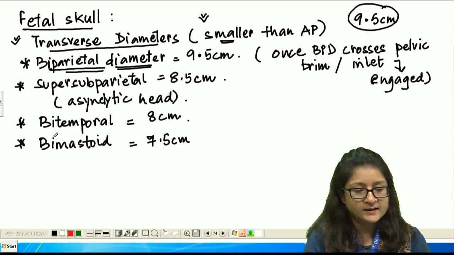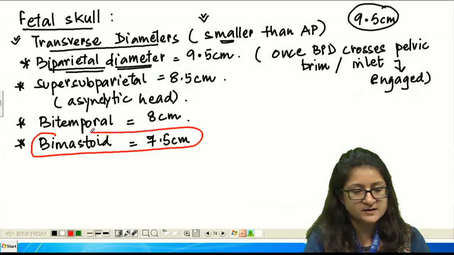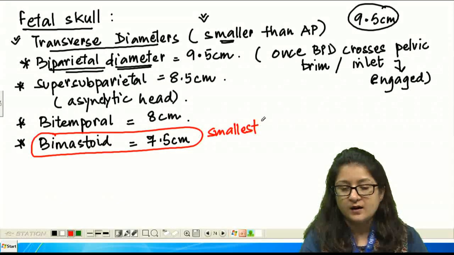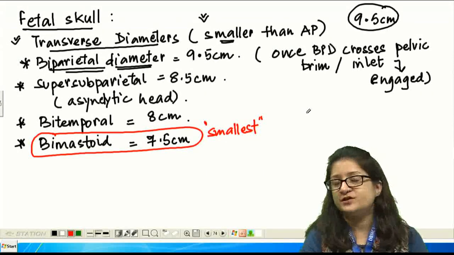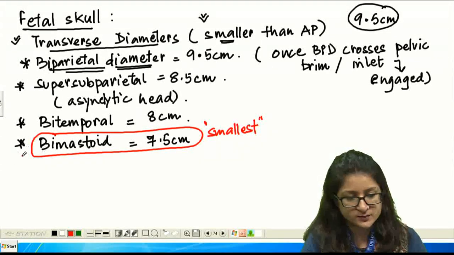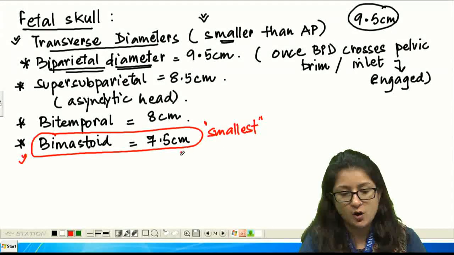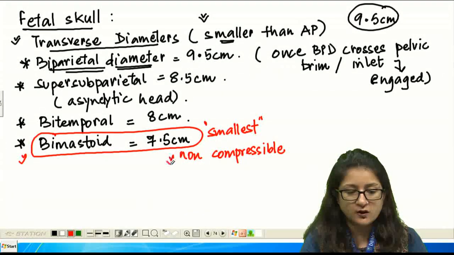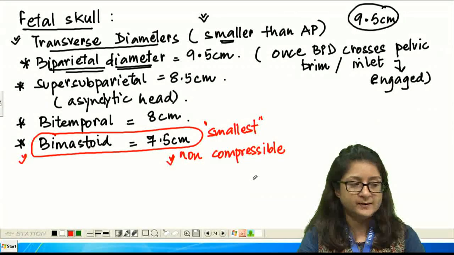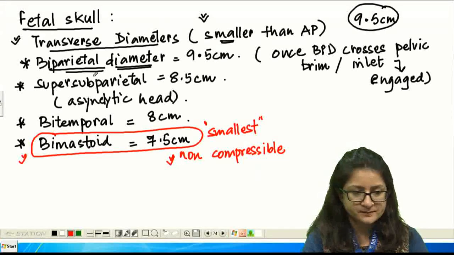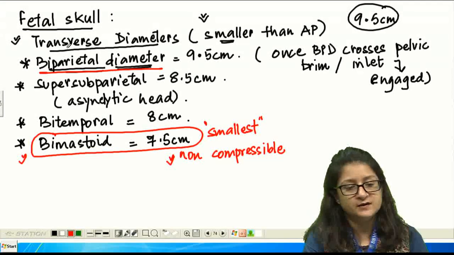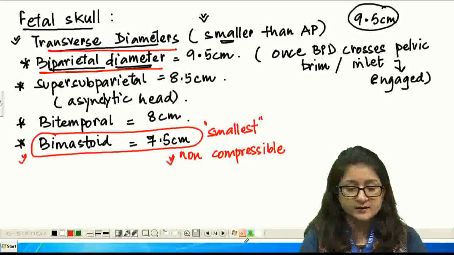So in fact, the bimastoid diameter is the smallest of all, AP and posterior included. Alright, so this is the smallest. It is the non-compressible diameter, which is the bimastoid diameter. Alright, so these are the 4 diameters which we have to remember in the fetal skull. These are the transverse diameters.